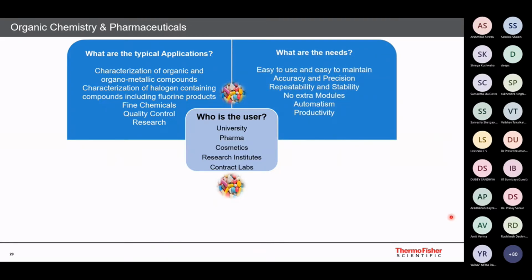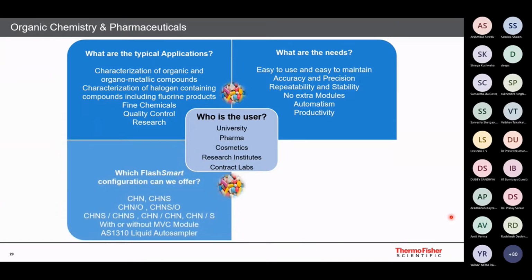The important thing is that it is very easy to use. Sample preparation is not required. You can directly take the samples as they are. Only remember that homogenization is very important. The sample should be homogenized. Otherwise, because we take only 2 to 3 milligrams of sample for the analysis, homogeneity is very important. If the sample is not homogenized, then you cannot get repeatable results.